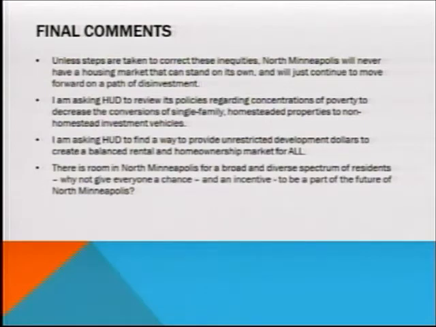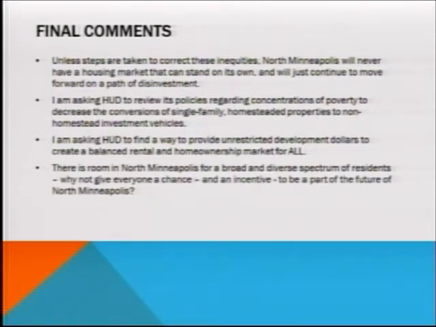Final comments. What I see is unless steps are taken to correct these inequities, North Minneapolis will never have a housing market that can stand on its own and will just continue to move forward on a path of disinvestment. I'm asking HUD to review its policies regarding concentrations of poverty to decrease the conversions of single-family homesteaded properties to non-homesteaded investment vehicles. I would like to see working-class families have a chance at home ownership and at wealth accumulation for not only today, but for the future generations. I'm asking HUD to find a way to provide unrestricted development dollars to create a balanced rental and home ownership market for all.